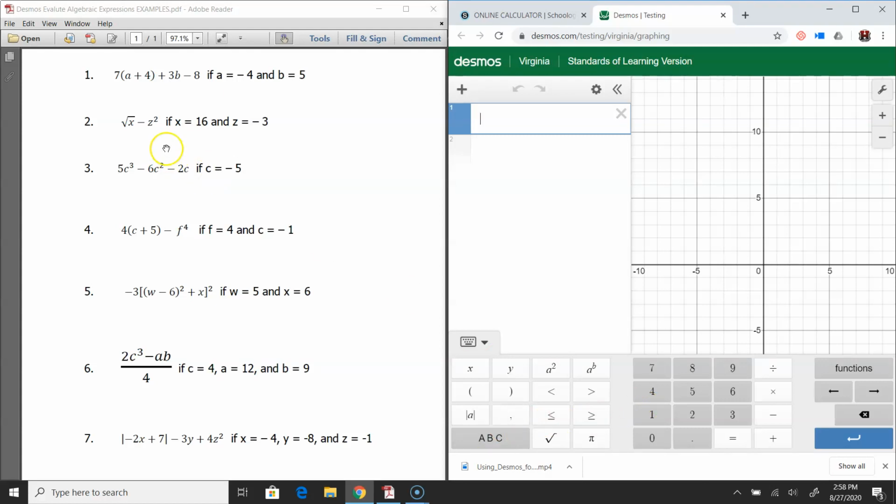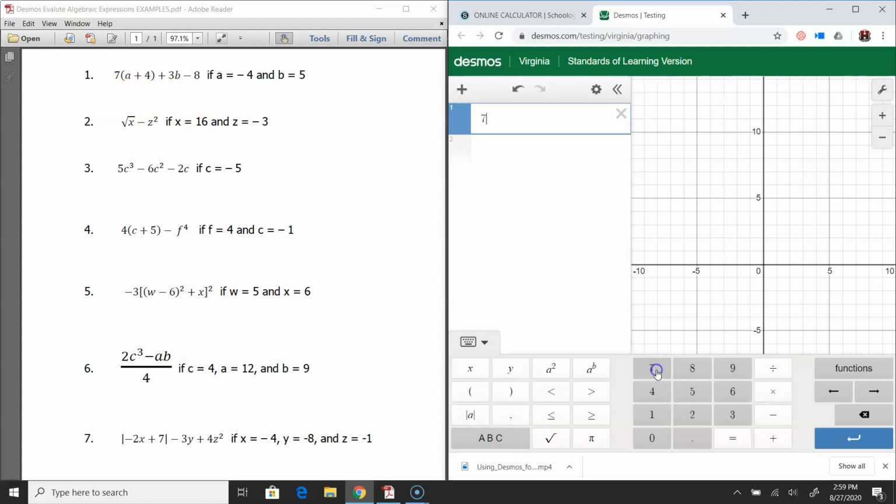All right, so here's what we're going to do on this problem. We are not going to sub -4 for this A and 5 for this B as we type this problem in. Instead, we're going to type this problem in exactly the way we see it. Now, on the Desmos calculator, you'll notice right here, you've got ABC. That is your alphabet, which you also have on your keypad. So I'm going to type this in exactly the way I see it.